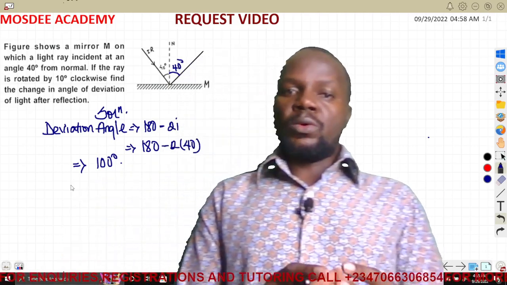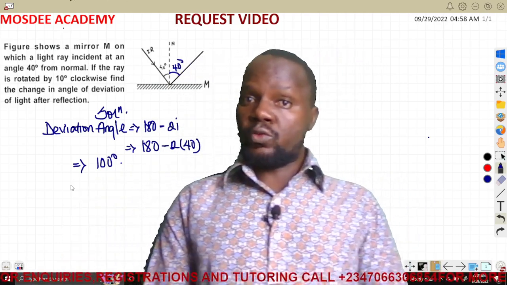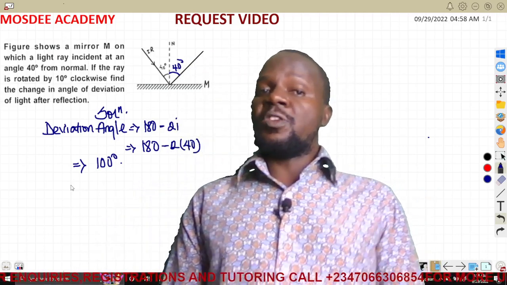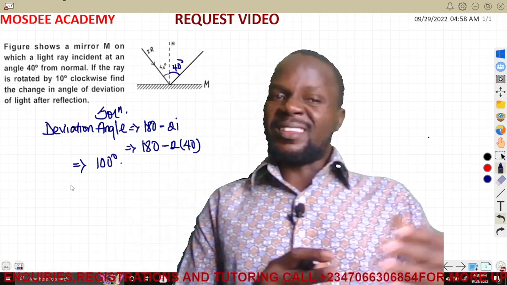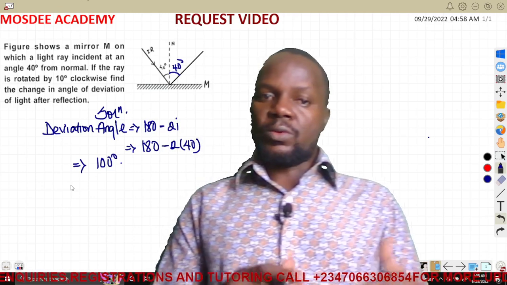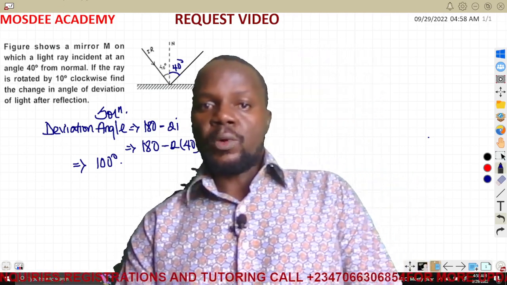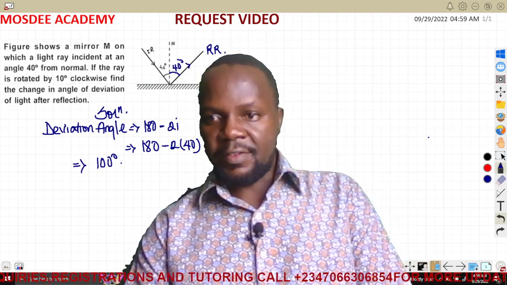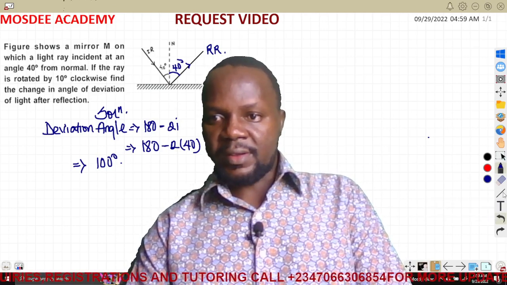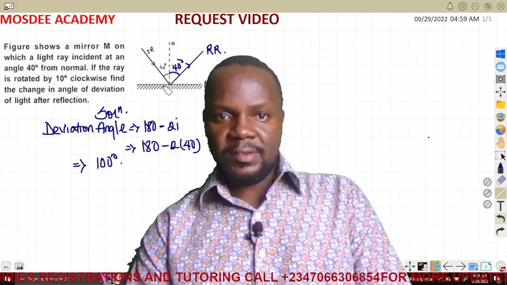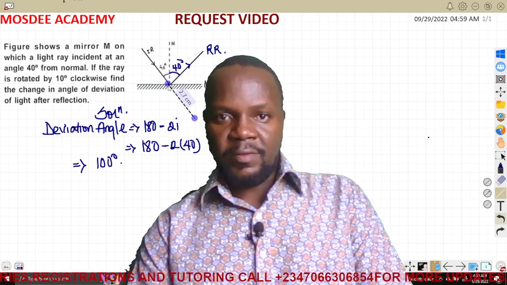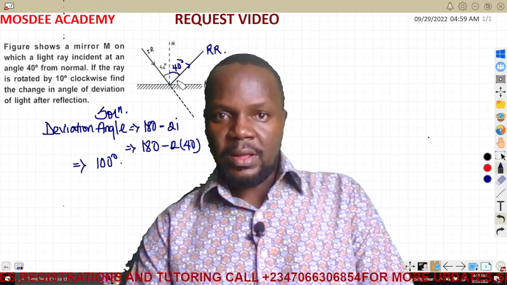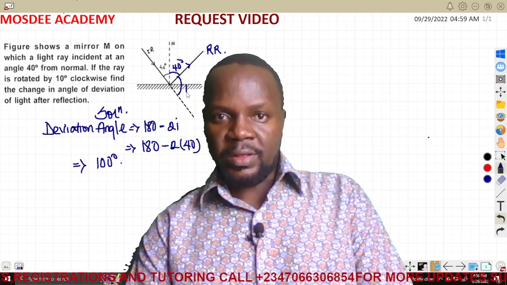Now, we know that when rotation occurs in a mirror, it can occur in two ways. That is very much common in junior classes. So if this happens, the deviation angle also shifts. That is why we are told to look for the change in the deviation angle before rotation and after rotation, that is initially and finally. So as I've said here, this is the reflected ray, call it RR. So let's show the angle of deviation that we first calculated there. This is the angle of deviation initially, before the mirror was rotated, which we calculated to be equal to 100 degrees.